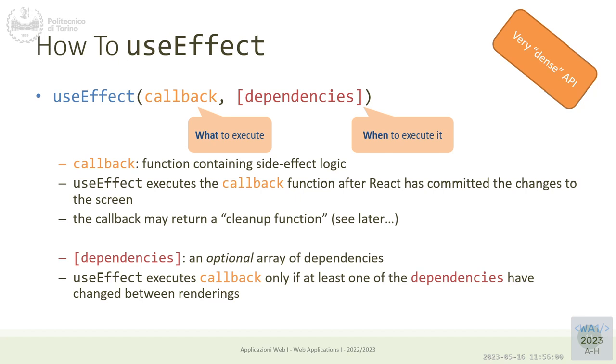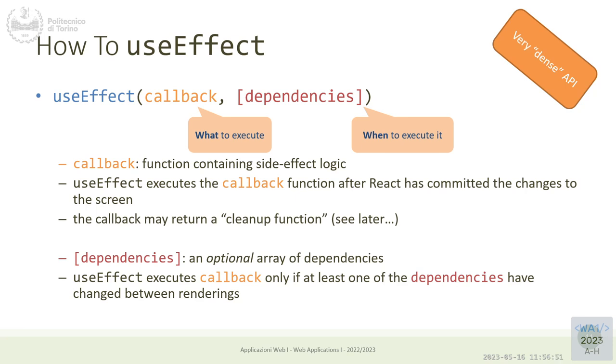So the idea is that the component is rendered many times, at mounting and at updating time, not during unmounting. At each of these times we are rendering, and after the rendering, we are checking whether the value of all the variables listed in this array changed or not with respect to the past. If the value of at least one of these variables listed here changed, then we execute the callback. If all the dependencies didn't change, then we don't execute the callback. So if the values of all dependencies is the same as the previous render, we don't execute the callback.